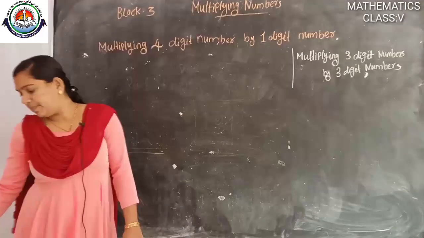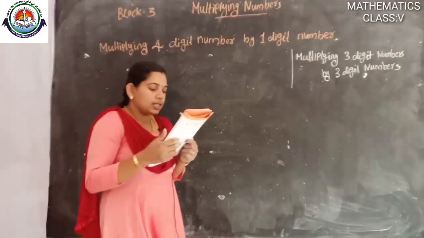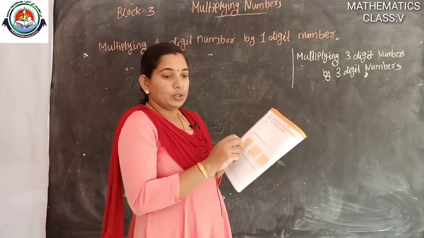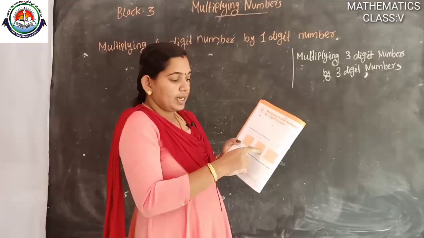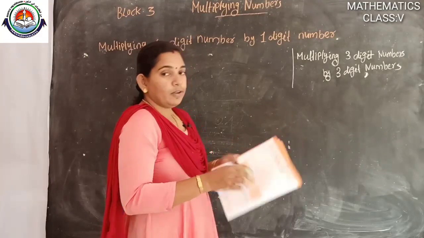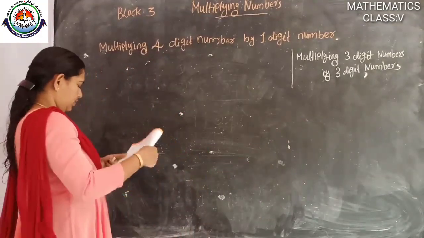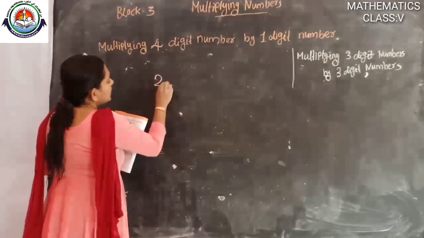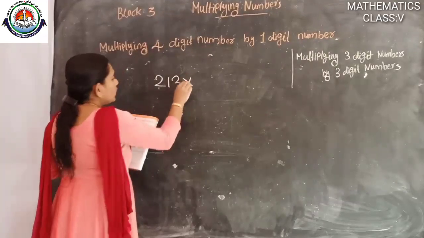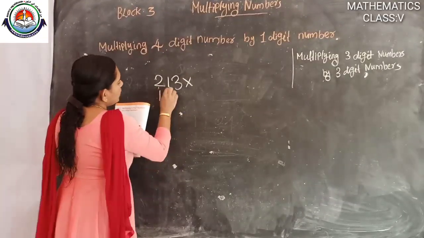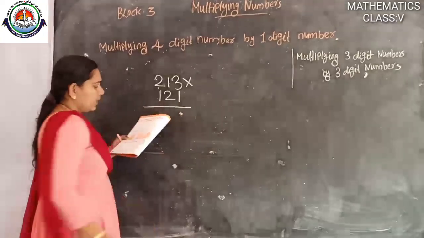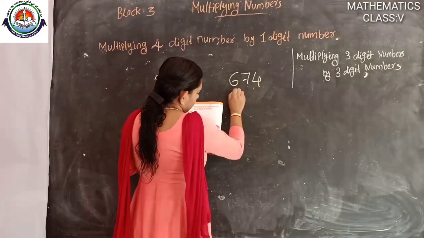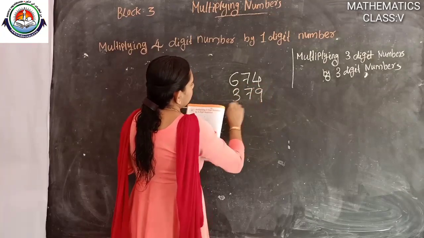The next question. Solve using the column method. One has been done for you. And here we want to do the first question: 213 into 121. Second question: 674 into 379. These are the questions.